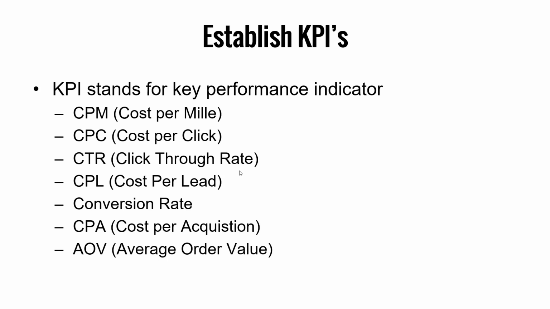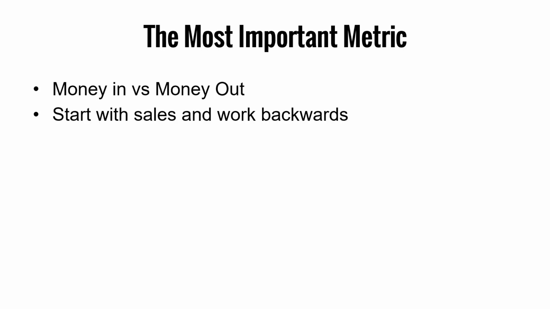And CPM, an important metric, stands for cost per thousand impressions. So what does it cost you to serve up 1,000 impressions on the Facebook ad platform, Instagram ad platform? We're also going to be looking at the cost per click, the click-through rate, the cost per lead, conversion rate, CPA, and average order value. So when we look at this, the most important metric out of all of this is going to be money in, money out. And what we want to do, for ourselves or for our clients, is start with the sale and work backwards.